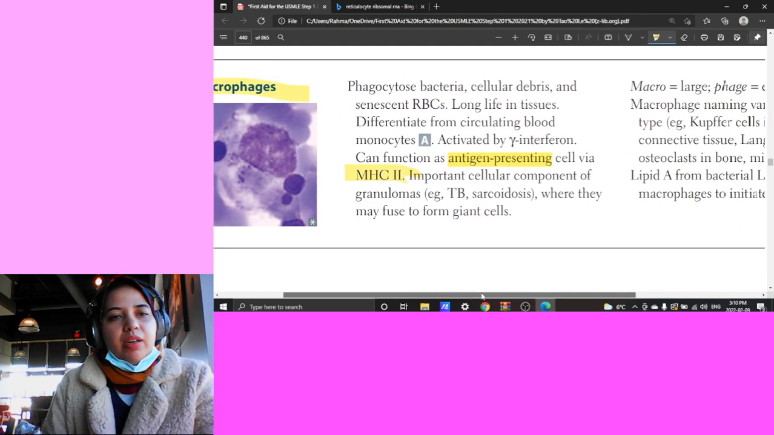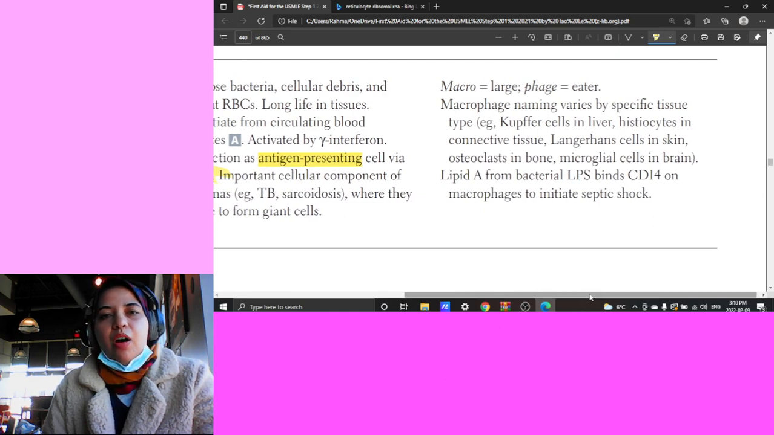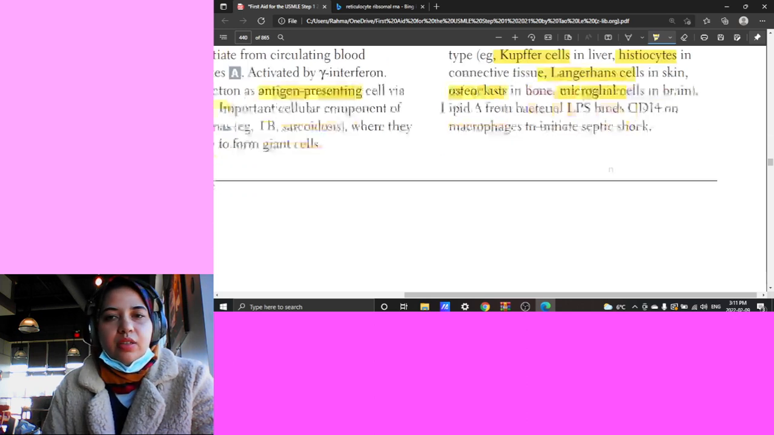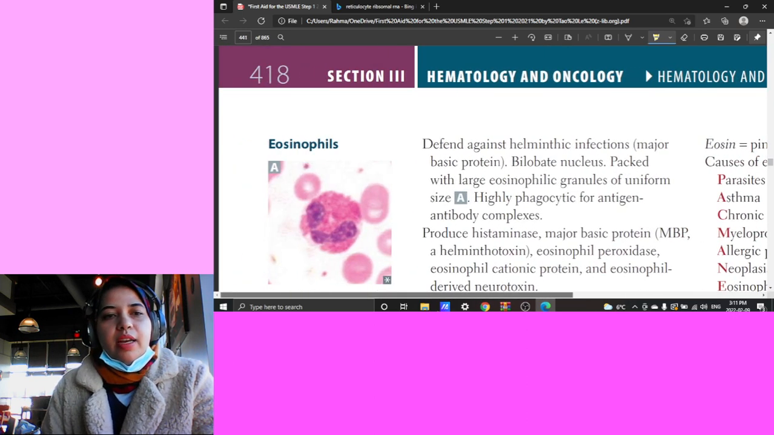The key thing to know about macrophages is sometimes their name is changed depending on where they are. So in the liver, they are called Kupffer cells. In the connective tissue, they are called histiocytes. In the skin, they are called Langerhans cells. In the bones, they are called osteoclasts. In the brain, they are called microglial cells. That's important. Next, we have the eosinophils.